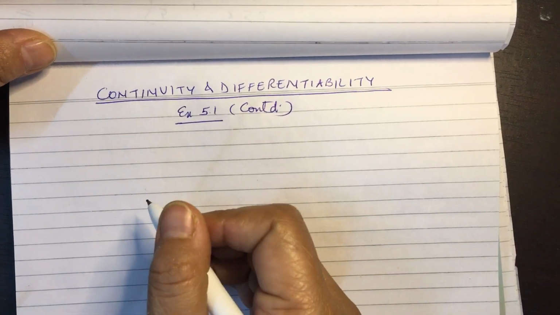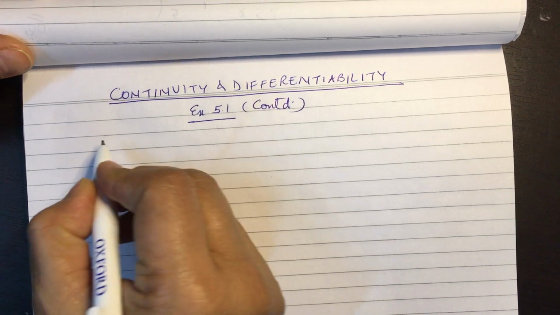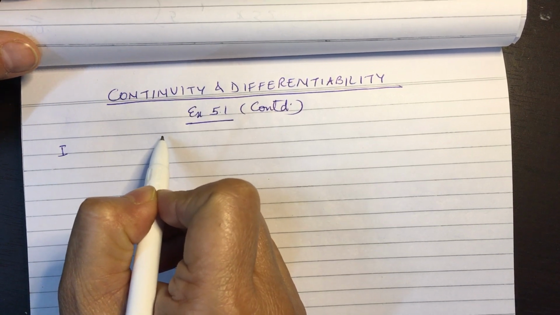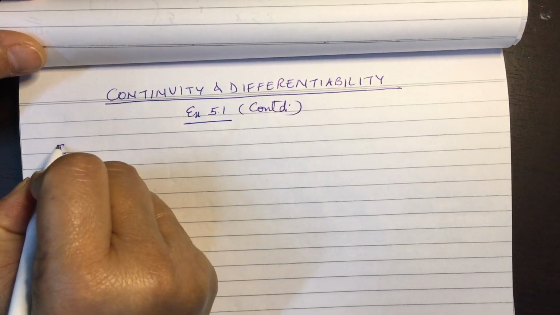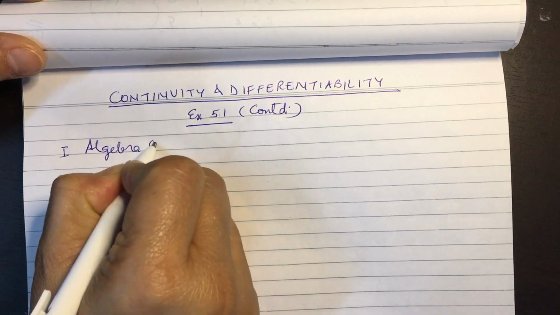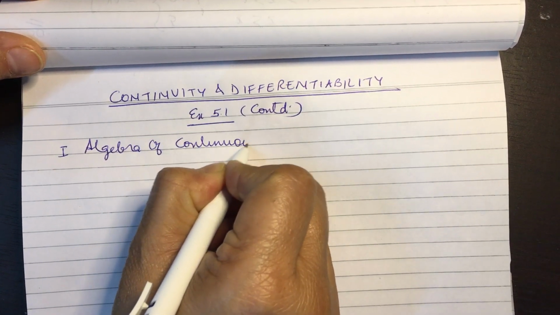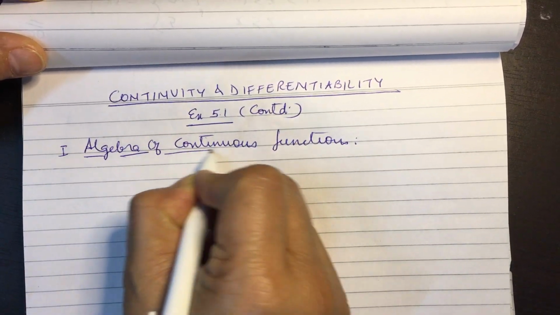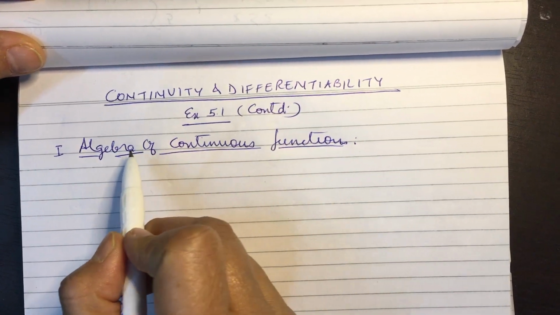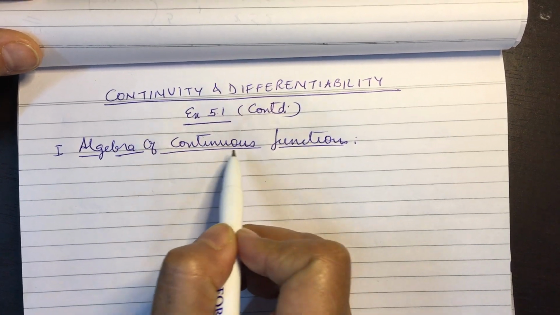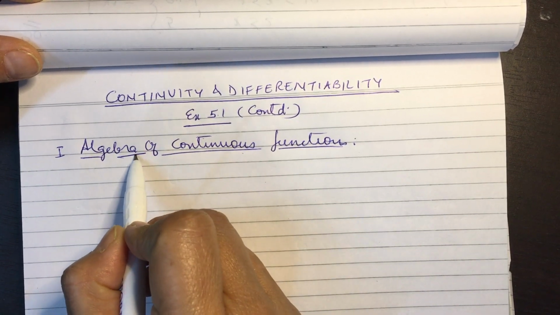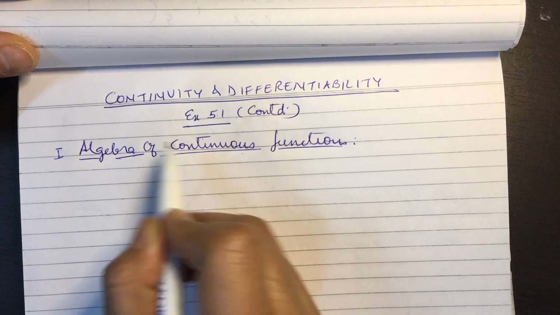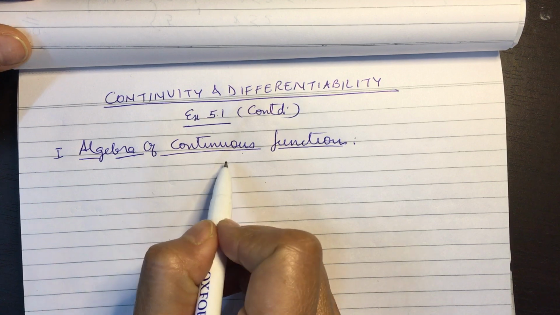Good morning. Today we are going to discuss two very important aspects of continuity. First is the algebra of continuity. That is, we write algebra of continuous functions. The sum of two continuous functions is always continuous. The difference of two continuous functions is always continuous. The product of two continuous functions is continuous. The quotient of the two continuous functions is continuous.